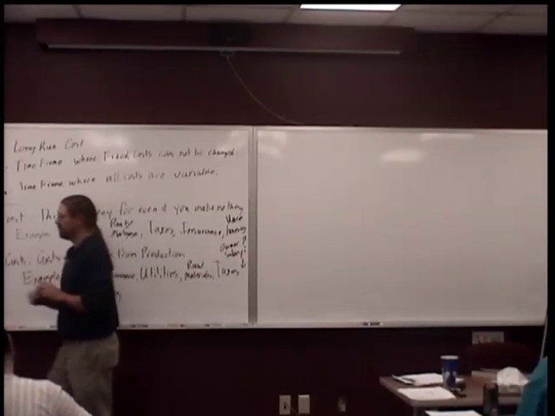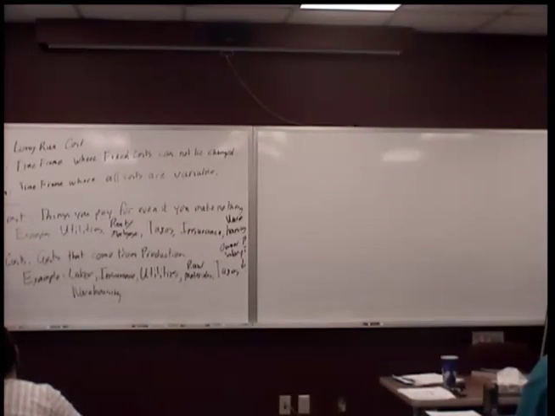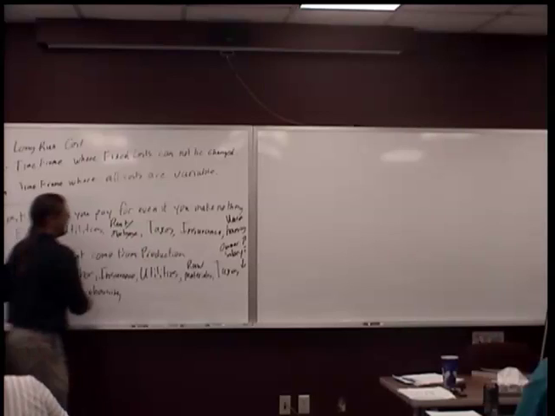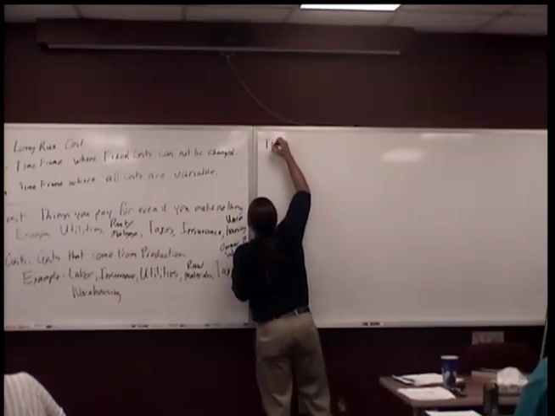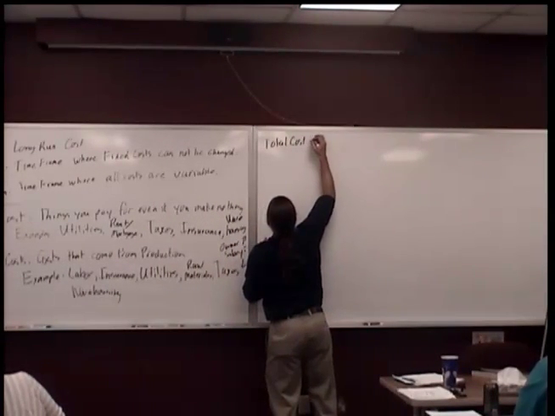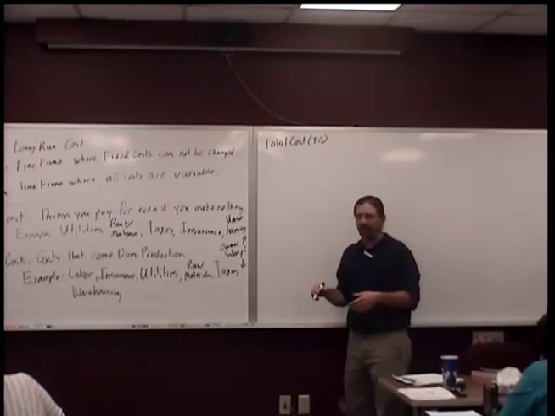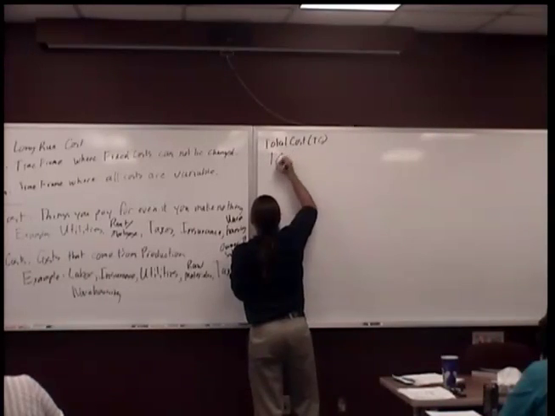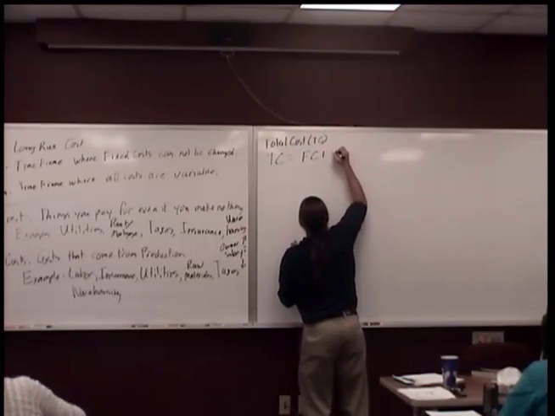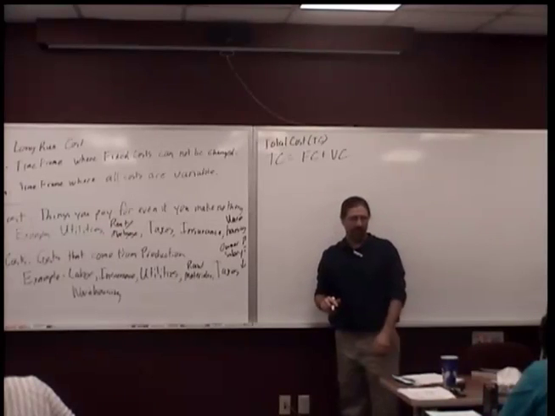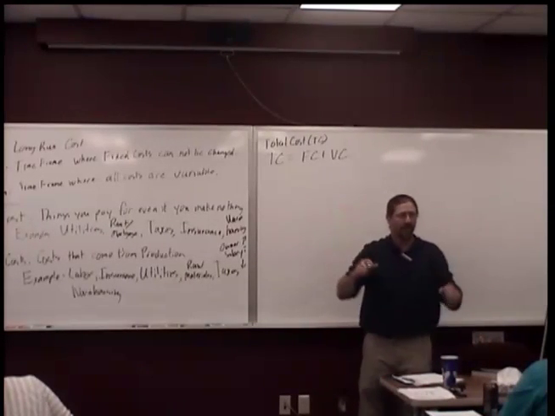Fixed costs. Variable costs. Be used to the abbreviations, just get used to it. And then total cost is TC. Guess what equation I'm going to write up here? Total costs equal your fixed cost plus your variable costs. Woohoo! Really deep math.